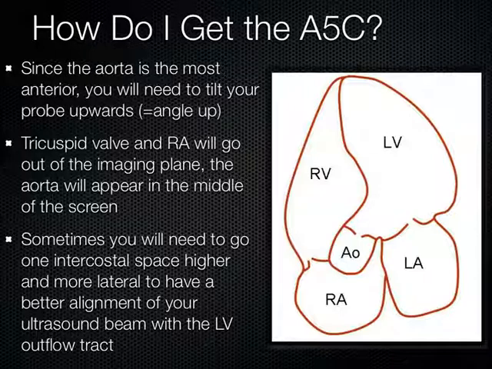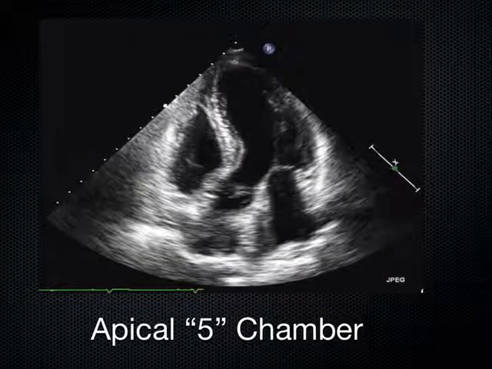Sometimes it's hard to do in females when you're trying to keep them covered up, but you need to go one intercostal space higher, or more superior, and slightly more lateral to get better alignment with that ultrasound beam. This is all stuff in hands-on that you're going to pick up over time practicing with this. I just wanted to briefly describe it before we get to hands-on.